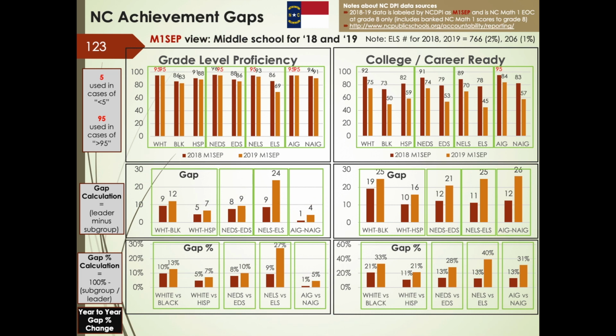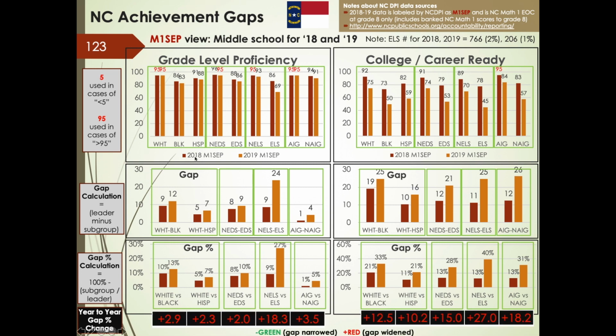So now we're switching to a new metric. This is the M1 SEP metric, and remember this started in 2018. So the prior charts were 2016-17, the legacy metric. Now this chart is showing M1 SEP, which is the new metric that started in 2018. So what you'll see here is first of all of the gaps increased. Also notice the ELS gap. That's a much larger number than all the rest of them.